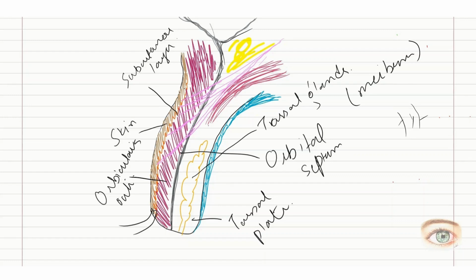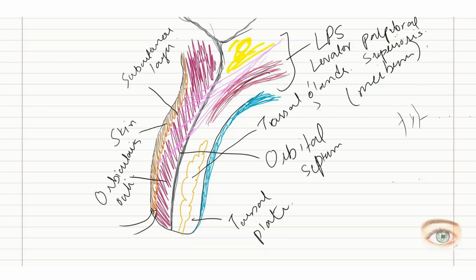Now, what are these muscle fibers? These are originating from this posterior surface and going into the anterior. This is the LPS muscle. What its abbreviation is: levator palpebrae superioris.